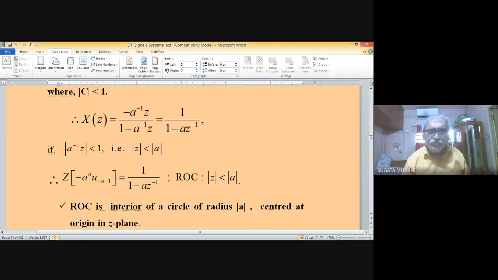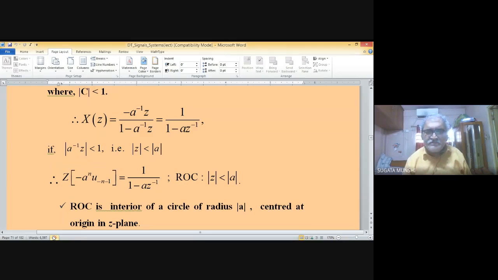So, two things. It has again been observed that if you have an infinite duration causal sequence, then the ROC will be the entire exterior of a circle centered at origin in the z plane. If you have an infinite duration anticausal sequence, the ROC will be the complete interior of a circle centered at origin in the z plane. That is one part of the story.